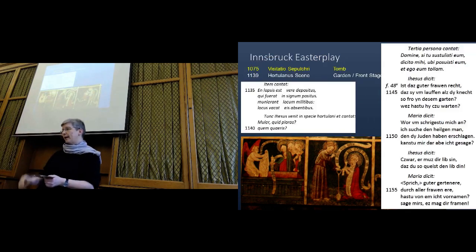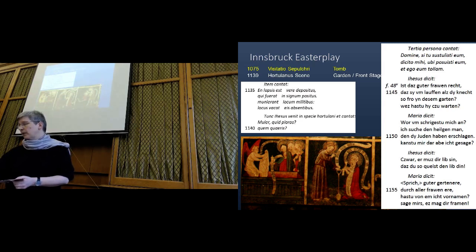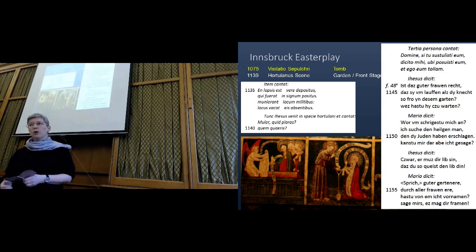So here, just giving you again the text from the Innsbrucker Osterspiel, where it says, Tunc Jesus venit in specie hortulani et cantat. So Jesus comes looking like the gardener and sings, Mulier, quid ploras, quem quaeris? And then Mary answers in a slightly elaborated form, Domine, si tu sustulisti eum, dicito mihi ubi posuisti eum, et ego eum tollam. If you have taken him, Lord, tell me where you put him so that I can take him to me. And then in the Innsbruck Osterspiel, you have the slightly comic interpolation of Christ accusing Mary of running around after boys because she's looking for this man.